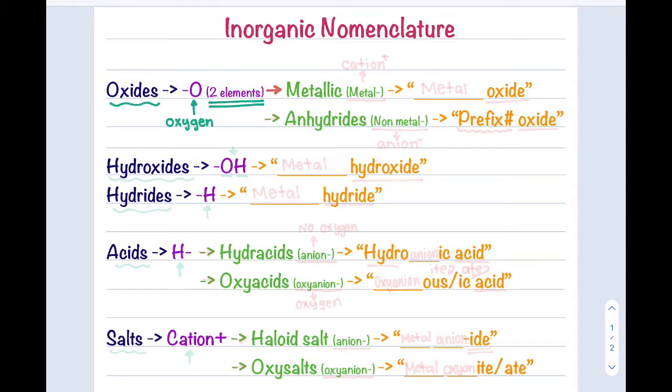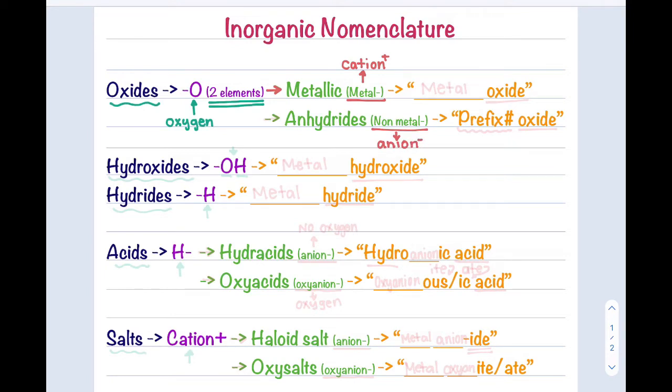The first one of them would be the metallic oxides. Metallic oxides can easily be identified because they are going to have a metal in the beginning. And you know that it is a metal because it is part of the cations. If it is part of an anion, then you can say that you have the other type, which are the anhydrides.